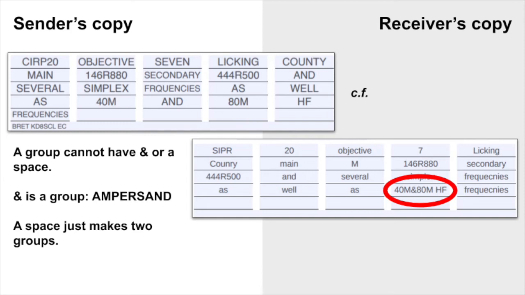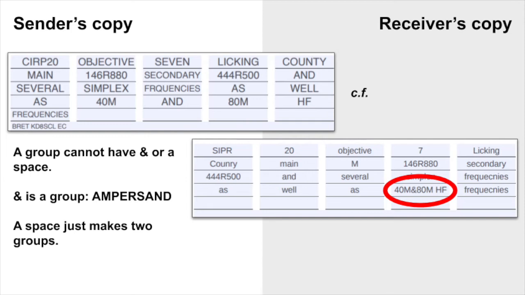Now, something else, we cannot have a group that has an ampersand character in it. We cannot have a group that has a space in it. Ampersand is a group all by itself. It's actually spelled out like other punctuation, as we've seen in other videos.